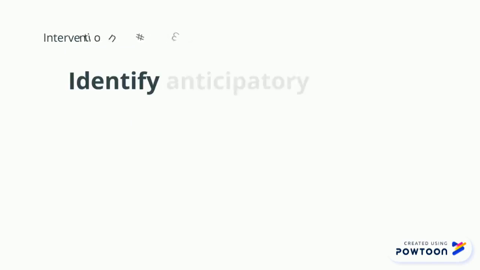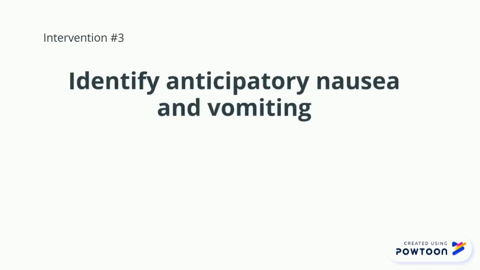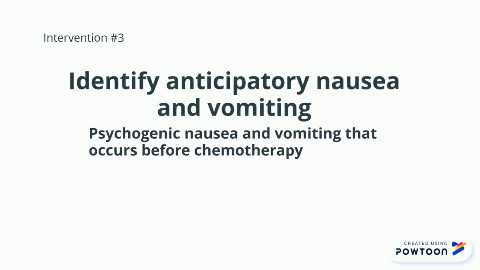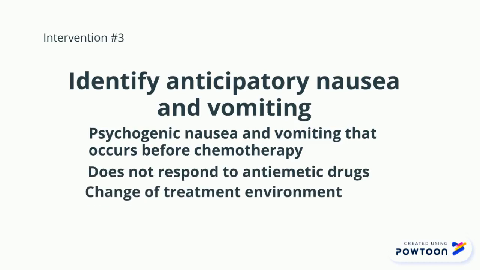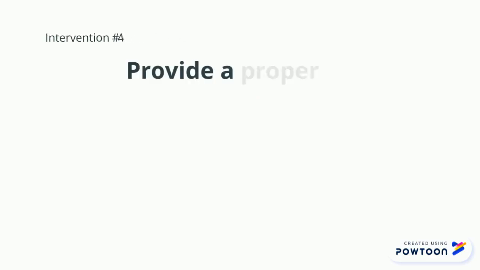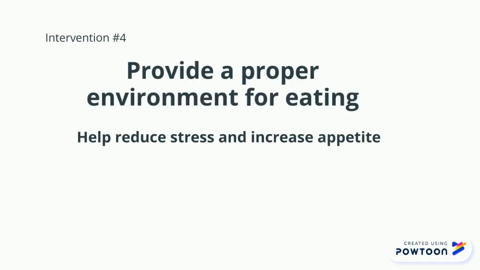Then we have to identify anticipatory nausea and vomiting. Psychogenic nausea and vomiting usually occurs before chemotherapy and the patient does not respond to antiemetic drugs. Hence, a change of treatment environment may be required. The fourth intervention is we should provide a proper environment for eating. This can help reduce stress and increase appetite for our patient.